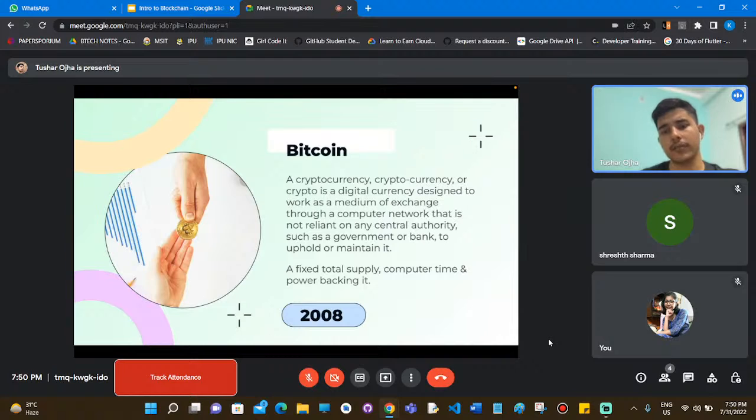Bitcoin is a cryptocurrency, right? It was introduced in 2008. It has a fixed total supply. It needs some computation, like it is backed by computer time and power.